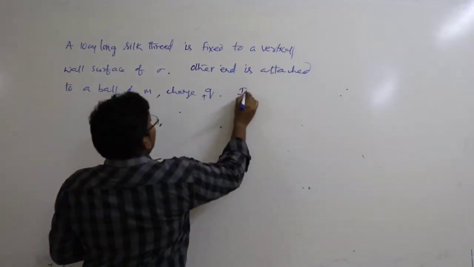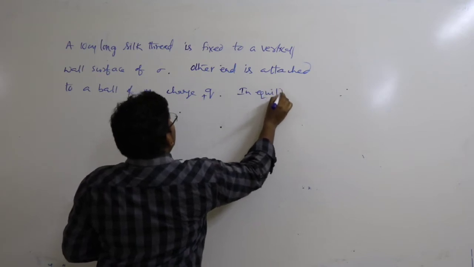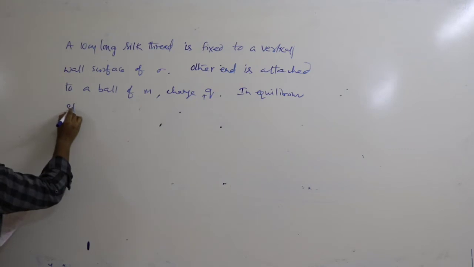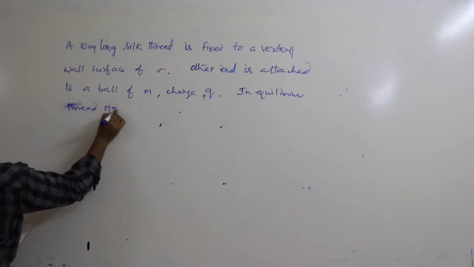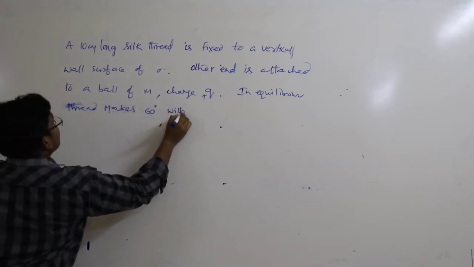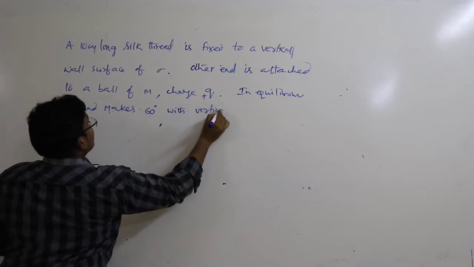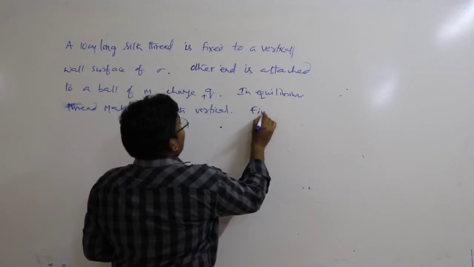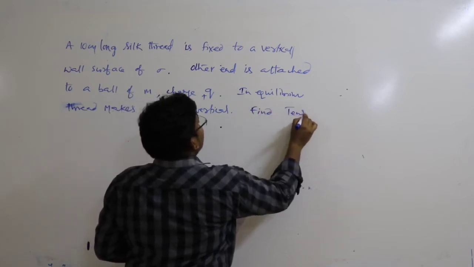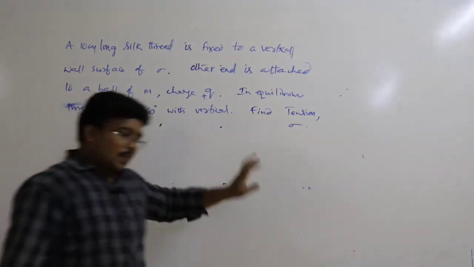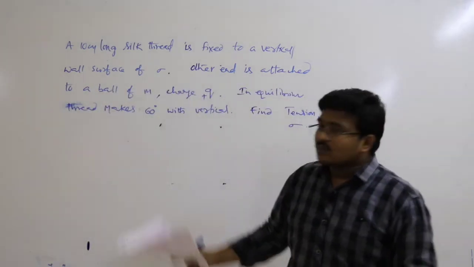In equilibrium the thread makes 60 degrees with the vertical. Then find the tension and the charge density sigma. I will explain you the question.